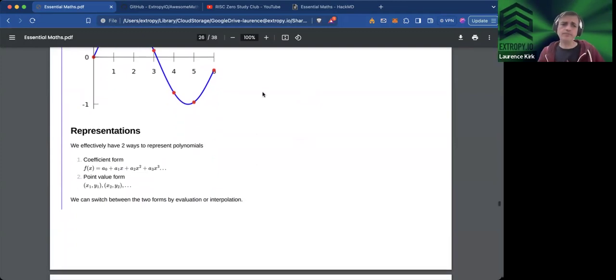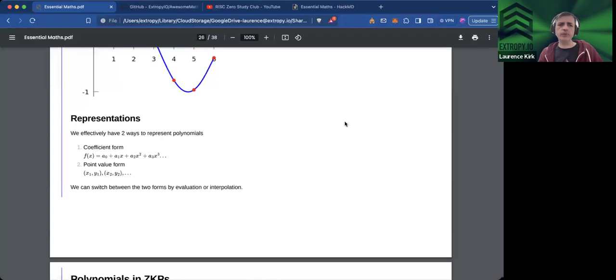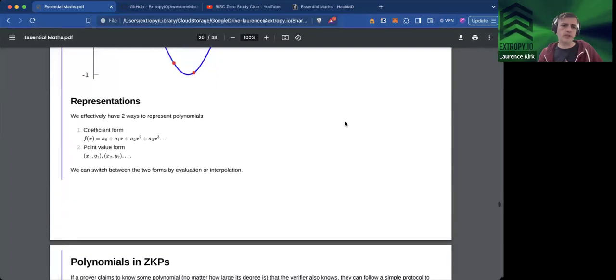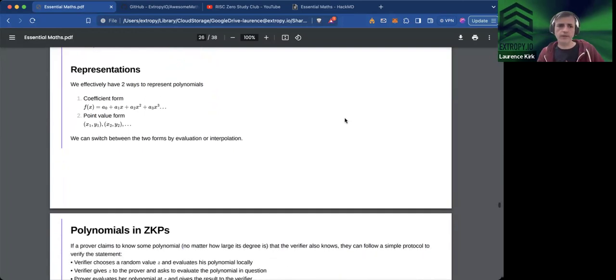So we have this idea then that we have 2 representations, and we can easily move between these 2 representations, either by doing interpolation or by doing evaluation. Okay.